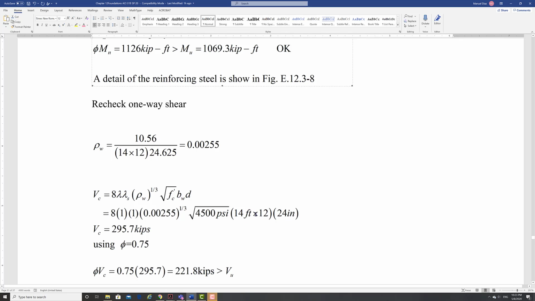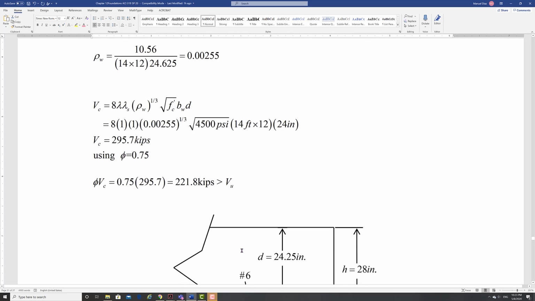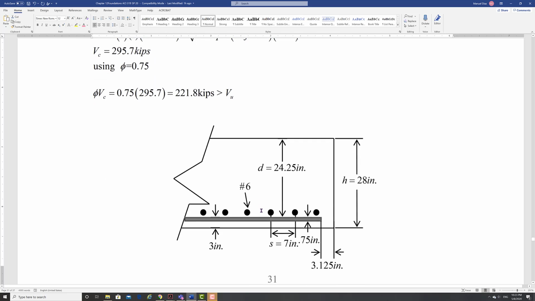Remember, the B is the footing width, 14. Multiply, and I get 221.8. I barely make it, right? I think it's 220 and 220 is my phi V_c. So barely made it, right? So we did that. One-way shear is now super critical for footings, all right?